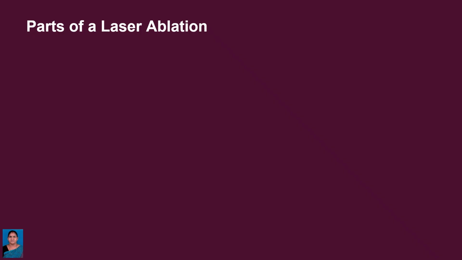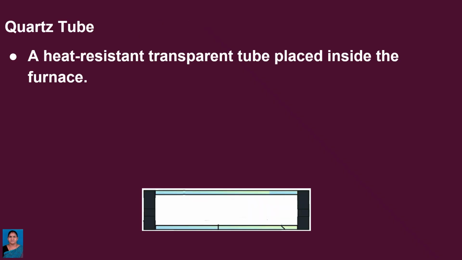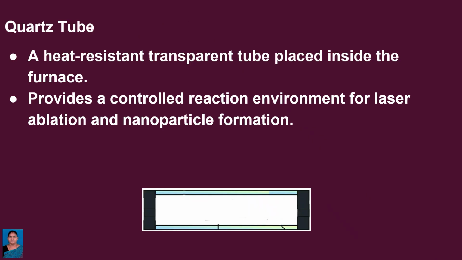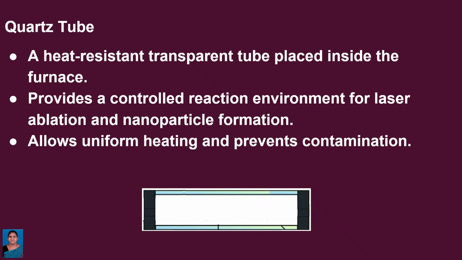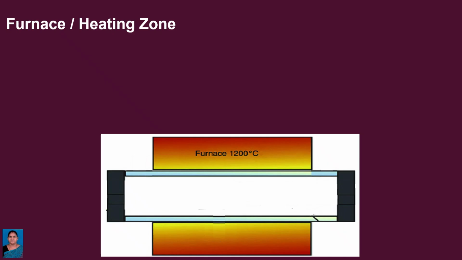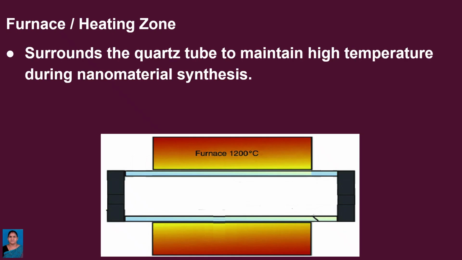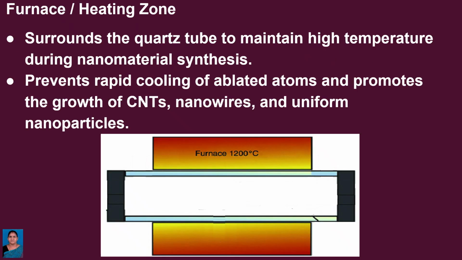Parts of a laser ablation setup: Quartz tube, a heat resistant transparent tube, provides a controlled reaction environment for laser ablation and nanoparticle formation, allows uniform heating and prevents contamination. Furnace or heating zone: it surrounds the quartz tube to maintain high temperature during nanomaterial synthesis, prevents rapid cooling of ablated atoms, and promotes the growth of carbon nanotubes, nanowires, and uniform nanoparticles.